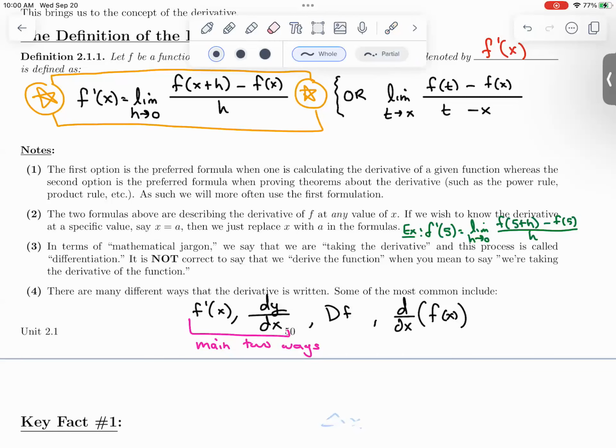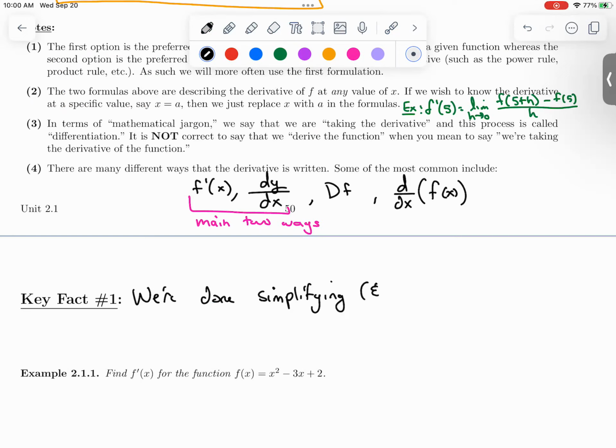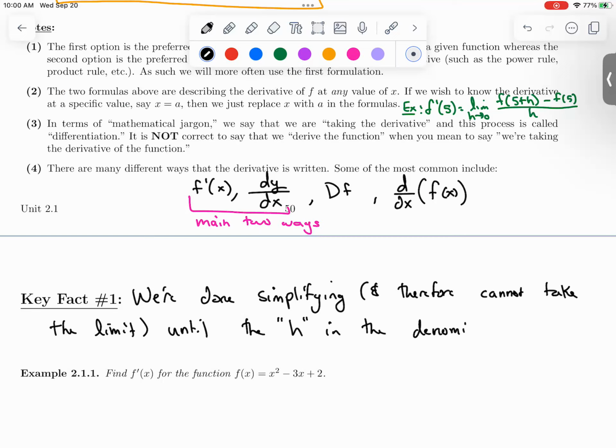So either way, key fact number one when it comes to finding the derivative by the definition is that we're not done simplifying and therefore cannot take the limit until the h in the denominator has been canceled.